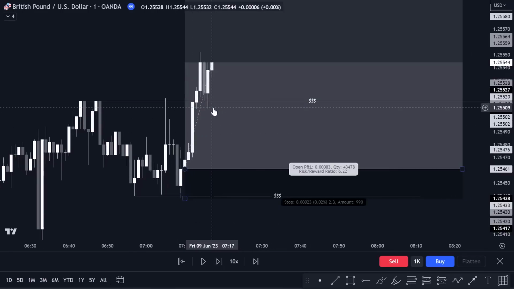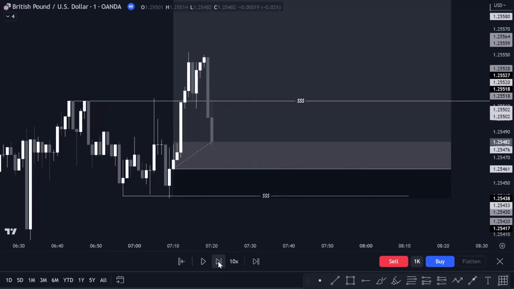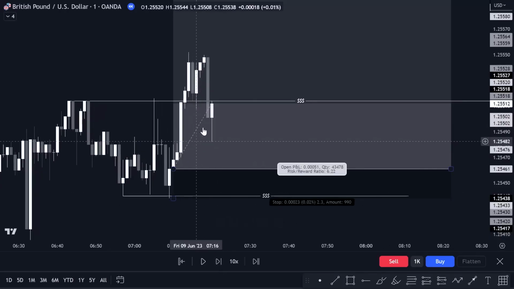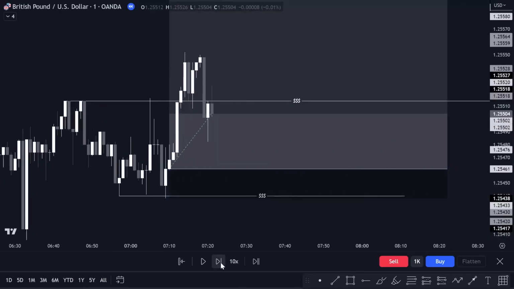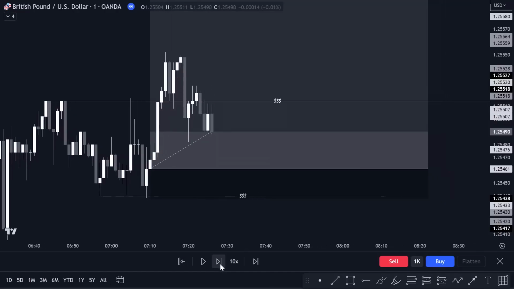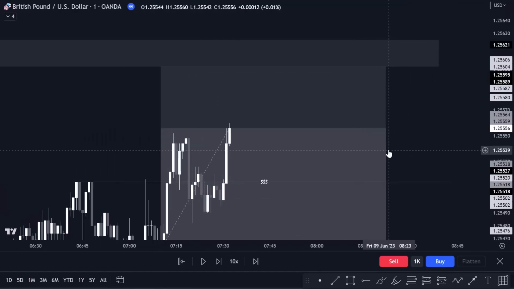And we have some liquidity here. So maybe price is still gonna come to this fair value gap. Okay, price fills this fair value gap. Retracement now. This is what I want to see. Okay, price still goes up.